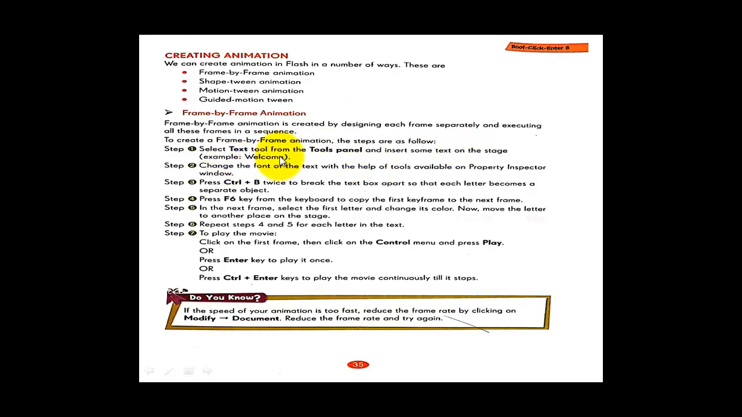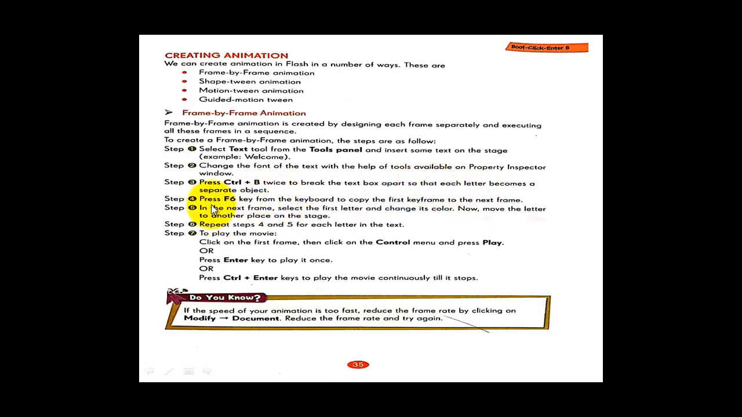Okay, then change the font of the text with the help of the tools available in the property inspector window. These are very easy. You can change the font, text color, as you have already done in MS Word in the previous class also. Okay, now press Ctrl B twice to break the text box apart so that each letter becomes a separate object.